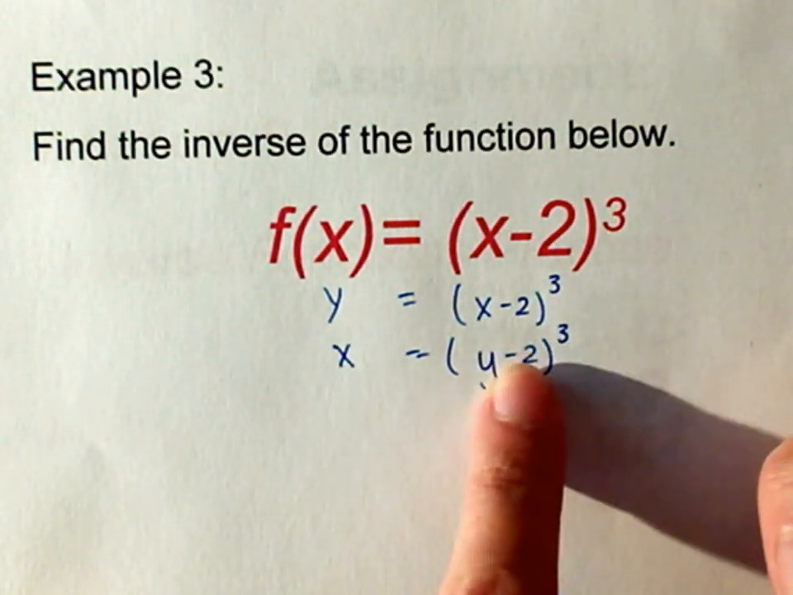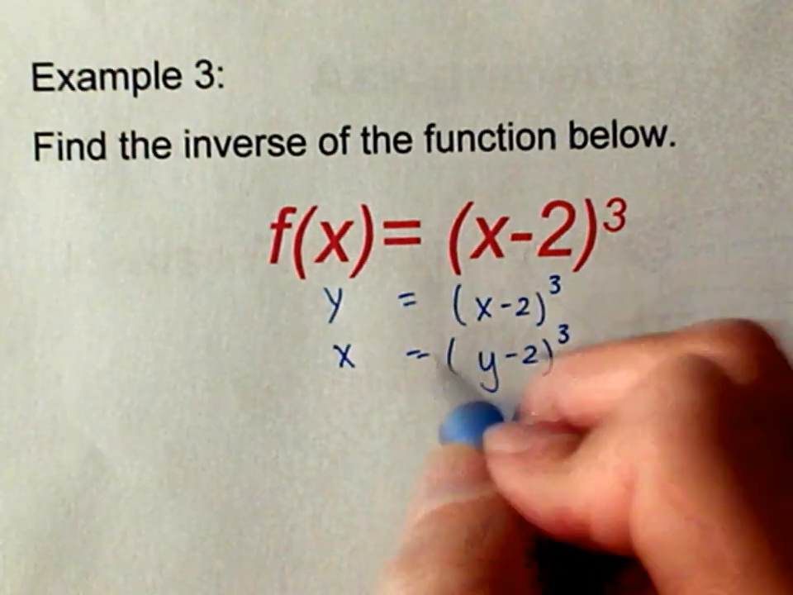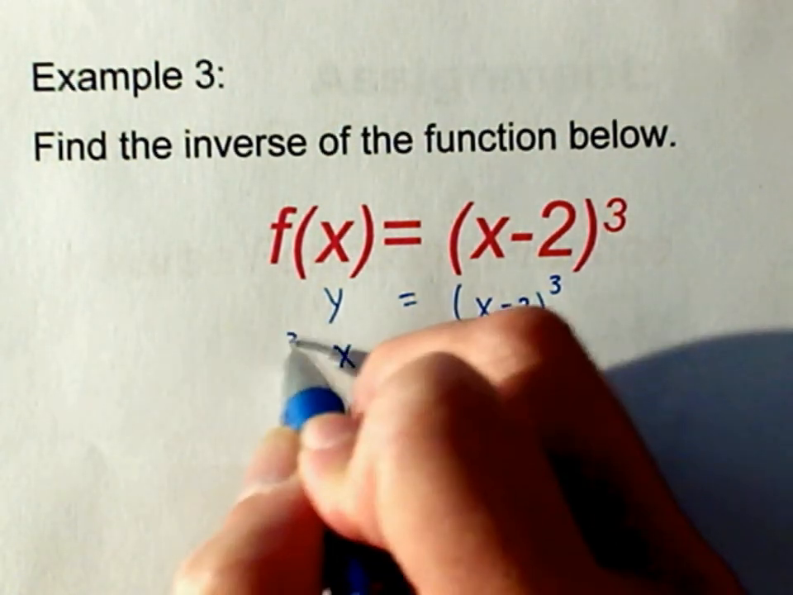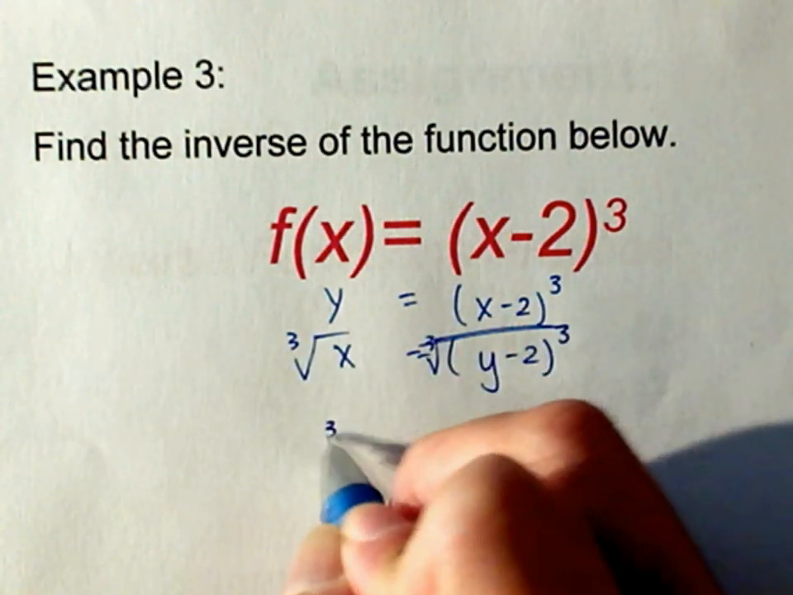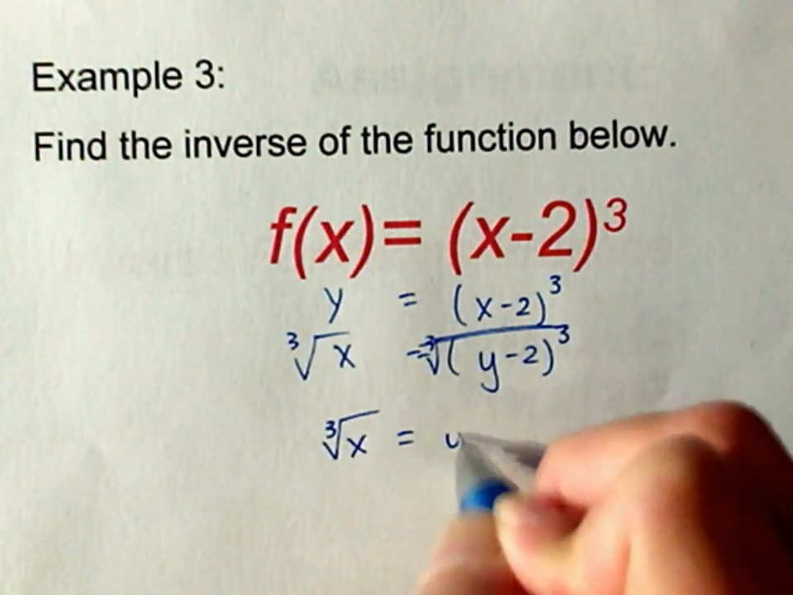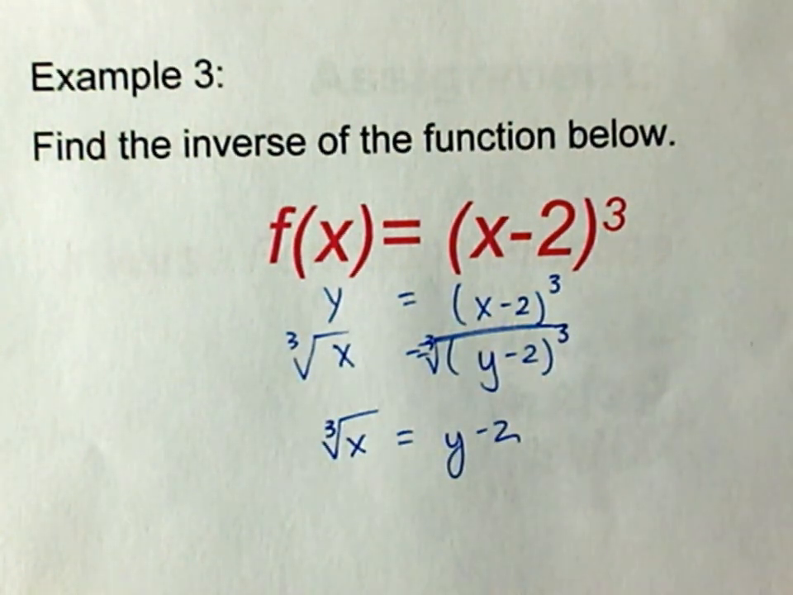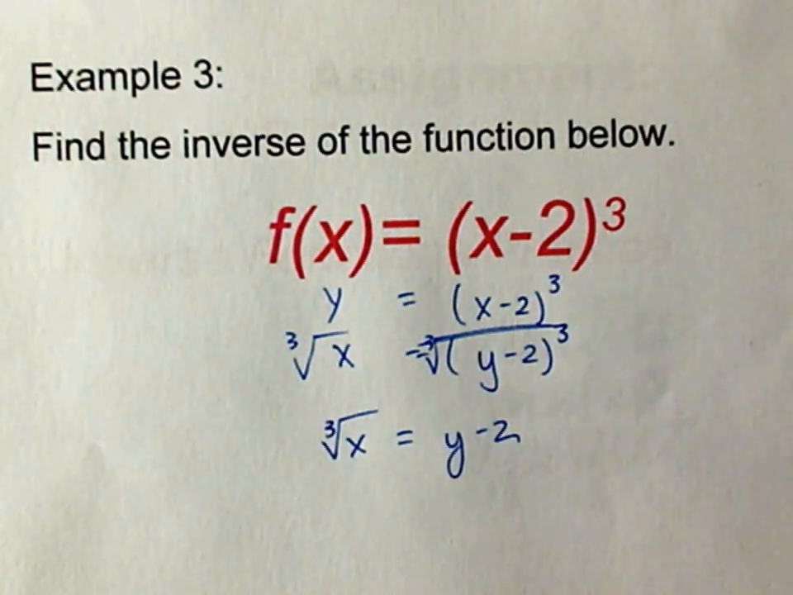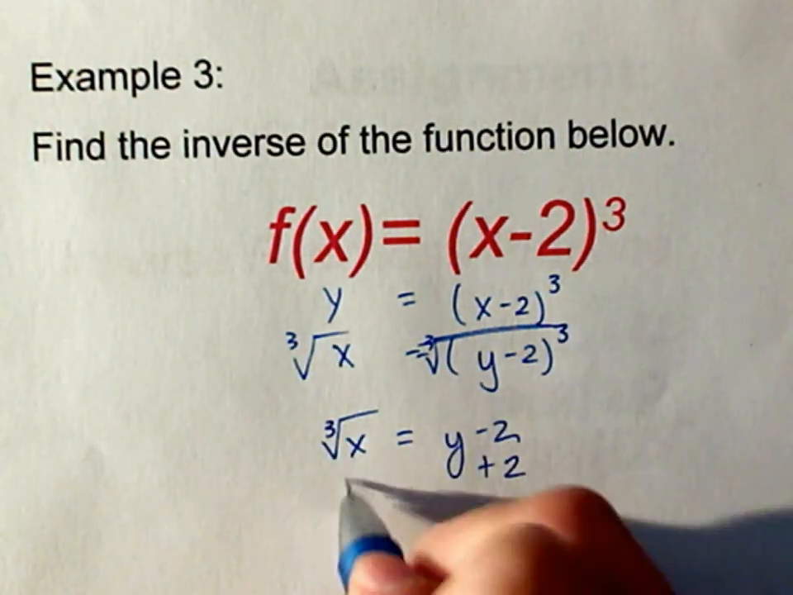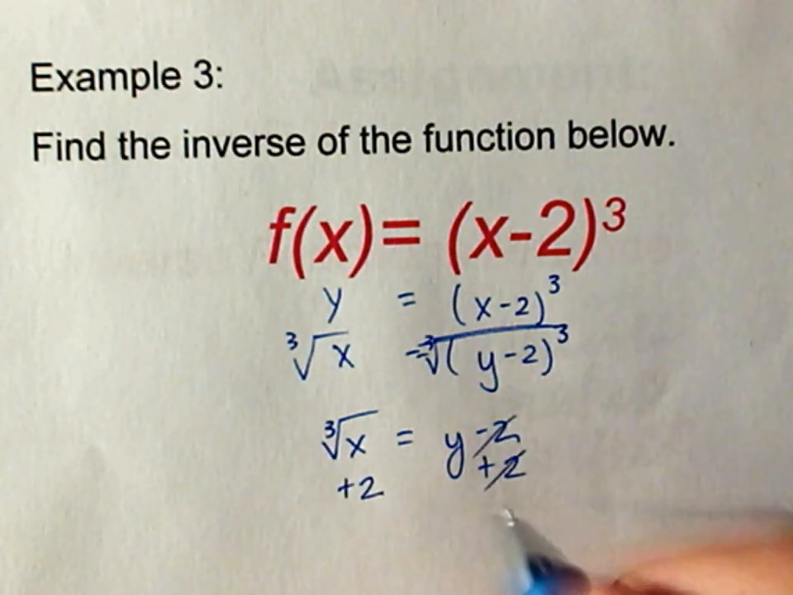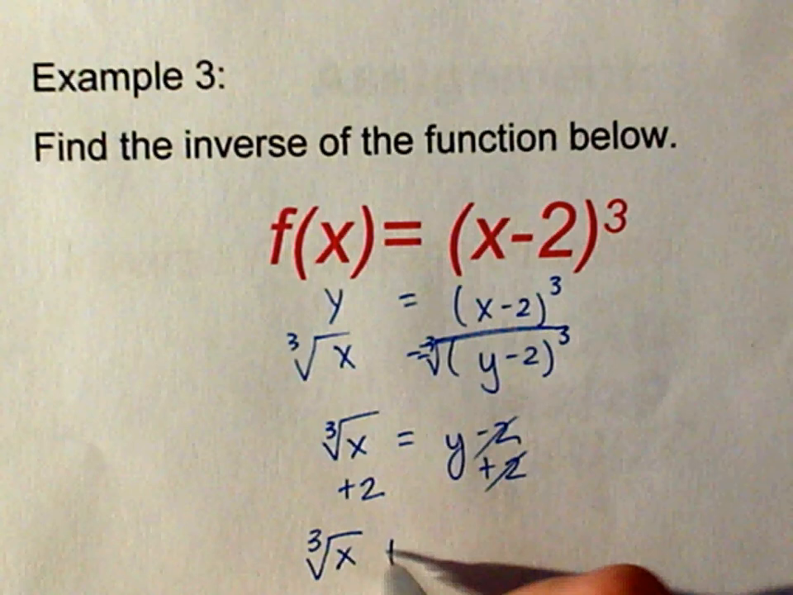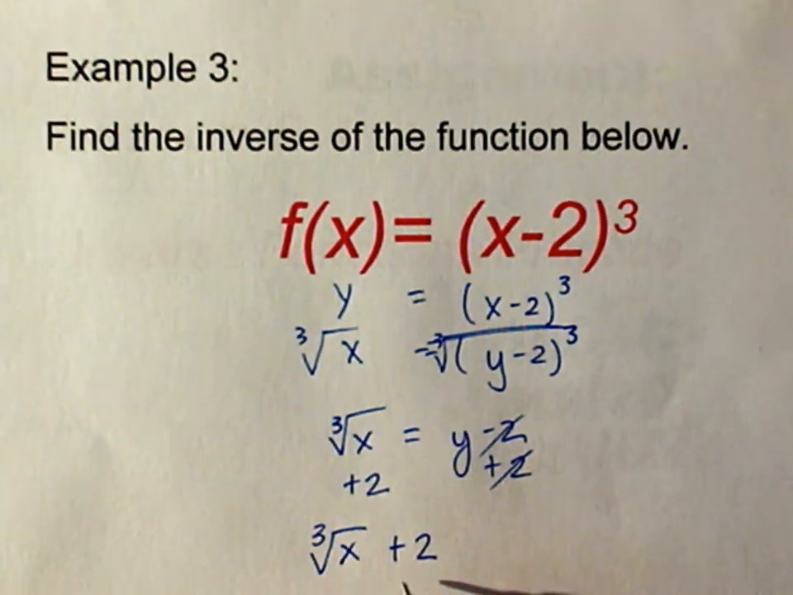Y equals x minus 2 cubed. The whole thing is cubed. Switch your x and your y. All right, work from the outside in. See, I can't add 2 yet because I have a cube. So to get rid of that cube, I take a cube root. What you do to one side, you do to the other side. See that? Only the x is under the cube root this time.